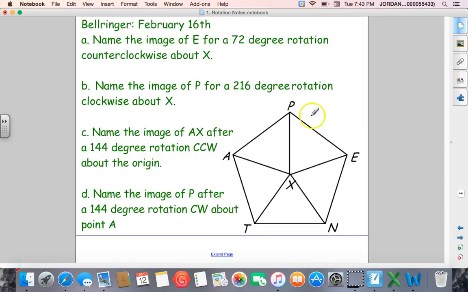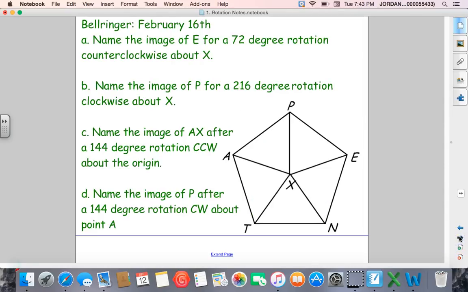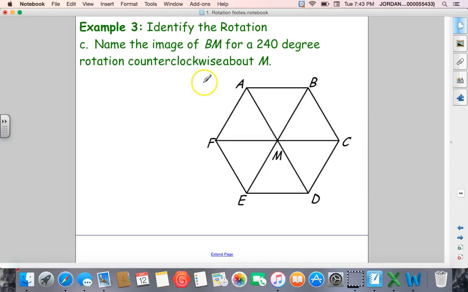All right, last one here. So it's a little bit different. Name the image of BM. Now BM, remember, is a line segment. Okay, that's not just one point. That's a line from B to M. It's this entire line. So we want to see what BM is going to become. Which line is it going to become if we go 240 degrees counterclockwise about M?